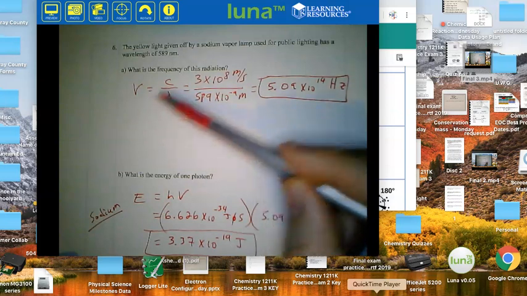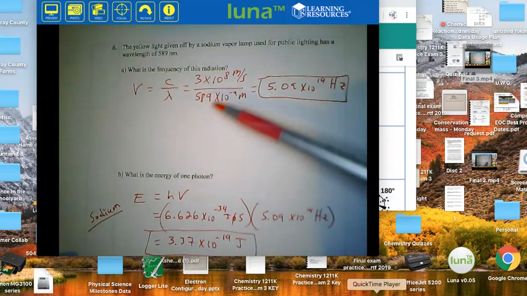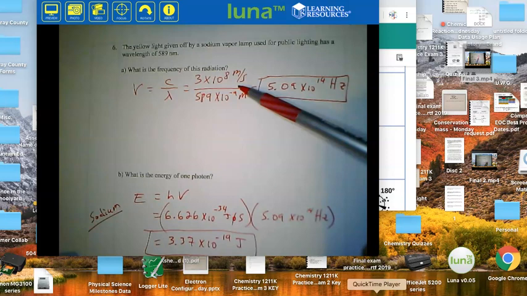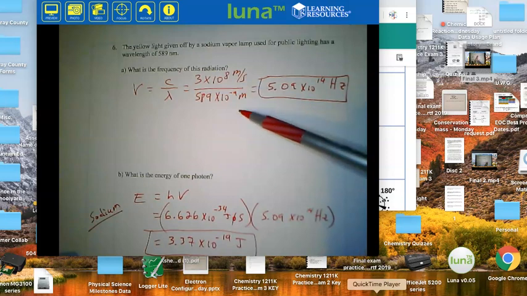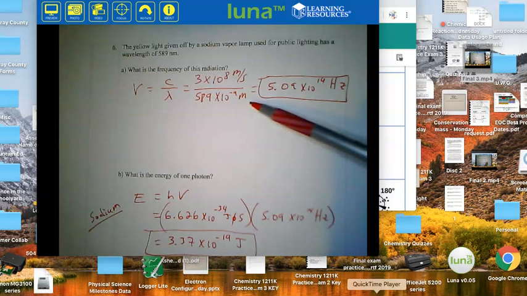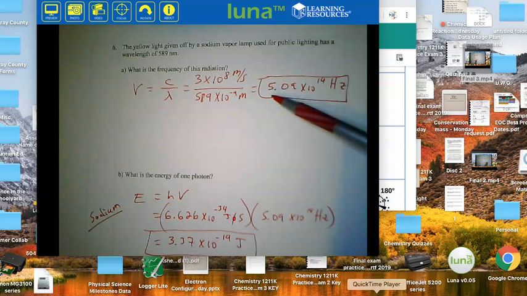So we know frequency is equal to the speed of light over the wavelength. Speed of light is 3 times 10 to the 8th meters per second. Wavelength, we rewrite it as 589 times 10 to the negative 9th meters. Okay, and so when we divide this here, we get 5.09 times 10 to the 14th hertz for the frequency.